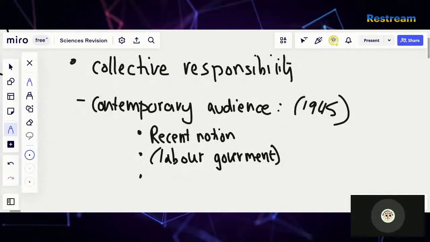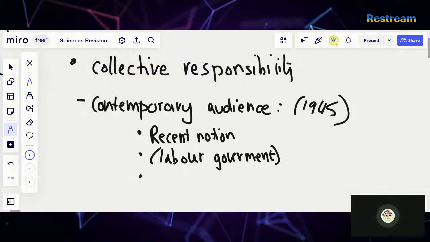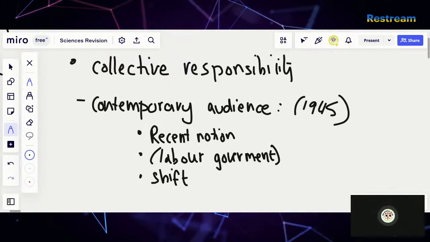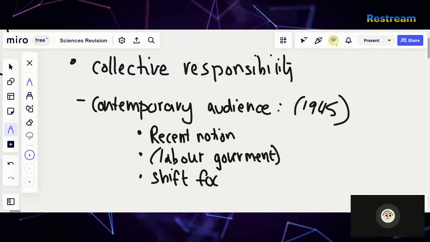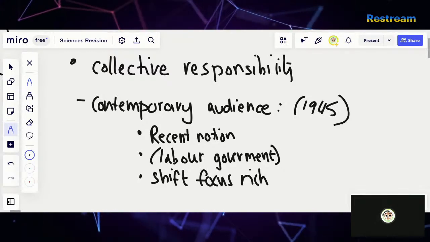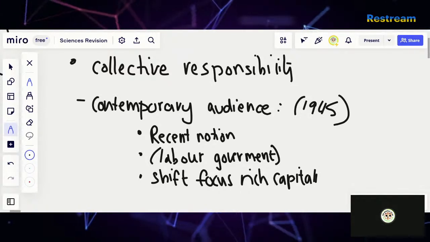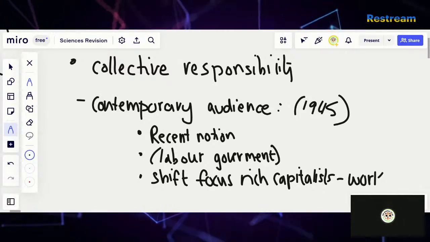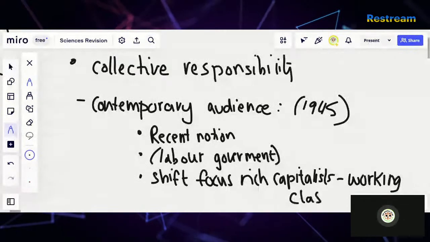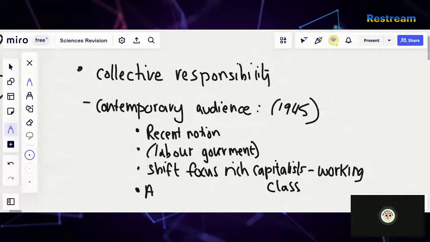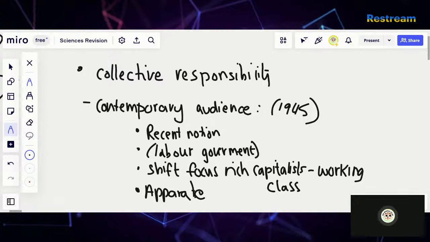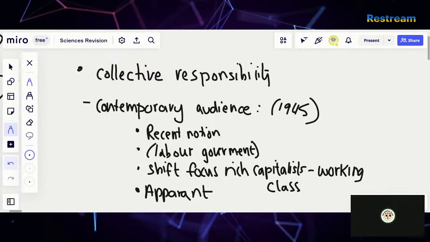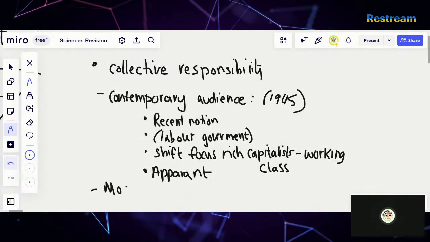And because it's a recent notion, it would also be really important to them, and it will be the massive shift that was occurring at that time from the focus of the rich capitalists to the working class. So this idea of collective responsibility would have been very apparent to the contemporary 1945 audience. But what does it mean to us as a modern audience?